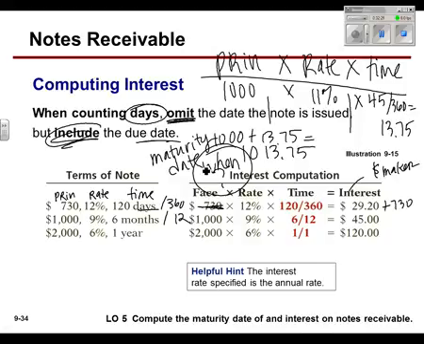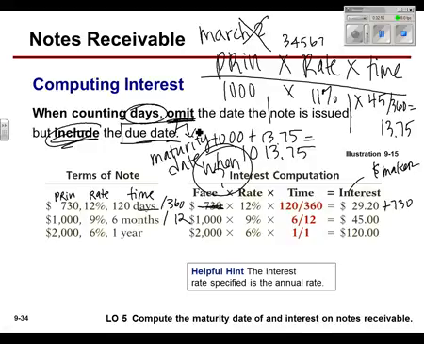So just remember, you omit the day you took it out. So on March 2nd, I went and sat with the banker and said, I want to take out a 45-day loan. You do not count the second. You start at 3, 4, 5, 6, okay? And then whenever your finger gets to 45, you do include the maturity due date.